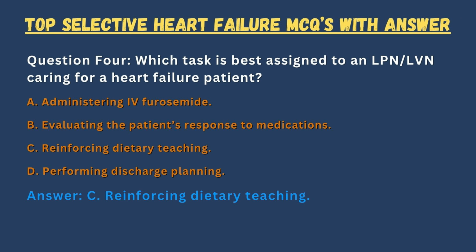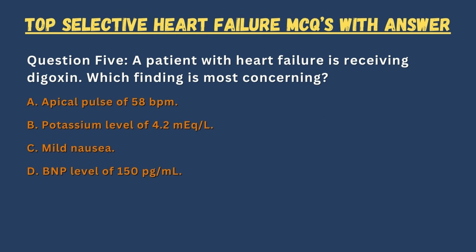Answer. C. Reinforcing dietary teaching. Question 5. A patient with heart failure is receiving digoxin. Which finding is most concerning? A. Apical pulse of 58 BPM. B. Potassium level of 4.2 milliequivalent/L. C. Mild nausea. D. BNP level of 150 pg/ml.